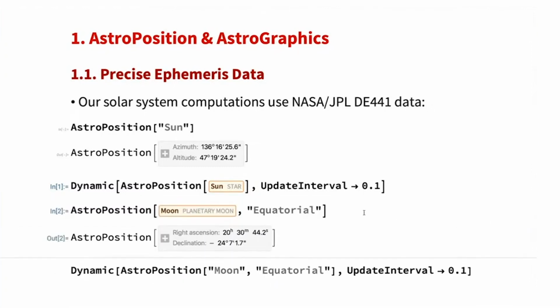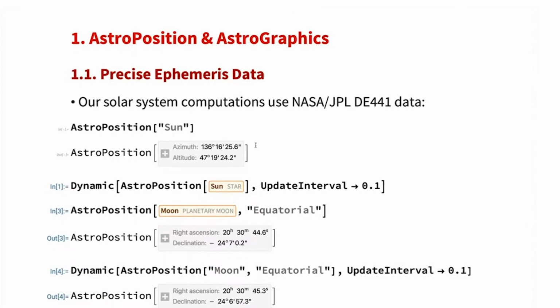Then we can change to other coordinates. For example, this was the position of the sun in horizontal coordinates, azimuth and altitude. This is the position of the moon right now in equatorial coordinates, so right ascension and declination. And we can also see how it changes. We saw before how fast this was changing, mostly due to the rotation of the Earth. This changes much more slowly, and this is the actual motion of the moon around the Earth.